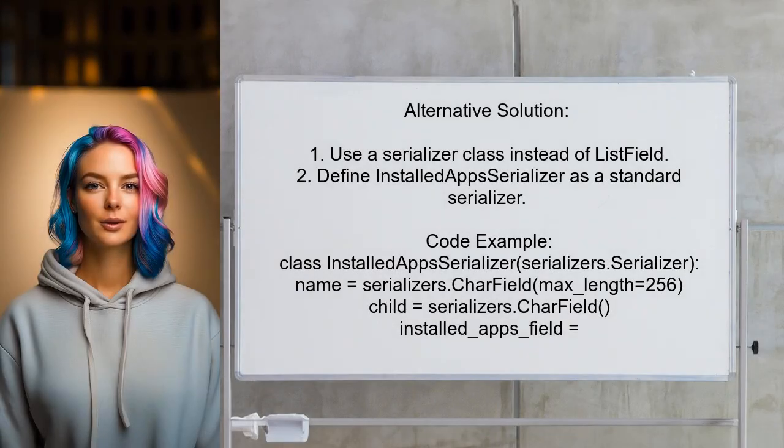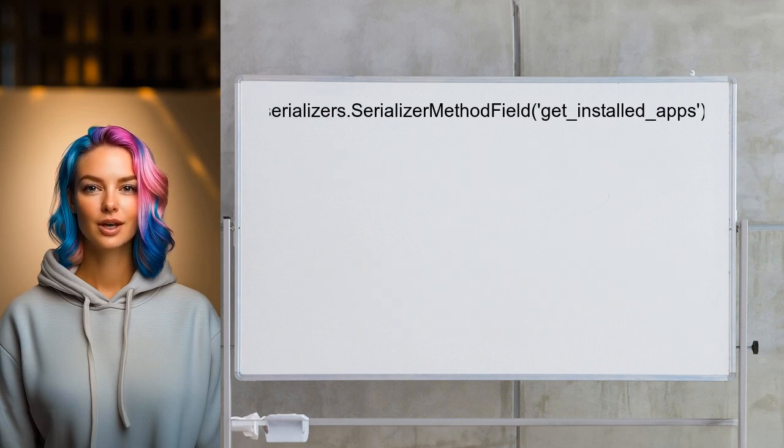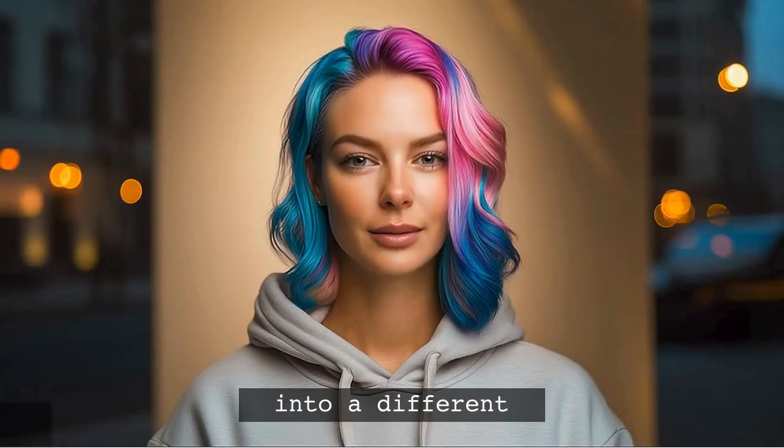An alternative approach suggests that the errors you're encountering may be resolved by basing your serializer on a serializer class instead of a serializer field. The user points out that list field is not intended to be used as a serializer. Instead, they recommend defining your installed app serializer as a standard serializer.